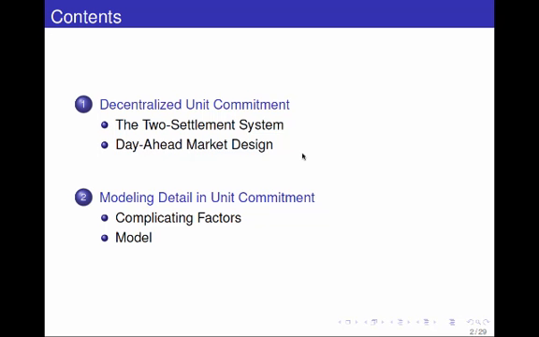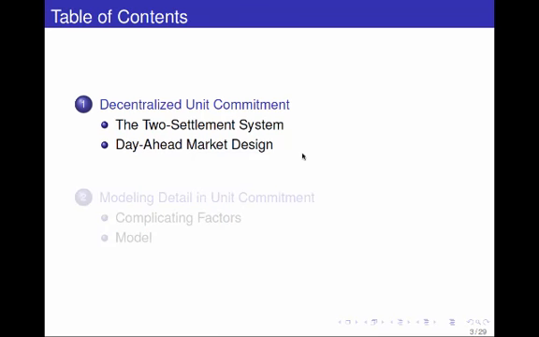And if you notice, this pattern in the class is repeating. You first see a model, you discuss how you solve it centrally, what the KKT conditions are centrally, and then we discuss ways that you can send prices to different agents so that they can reproduce the optimal solution for a centralized problem.